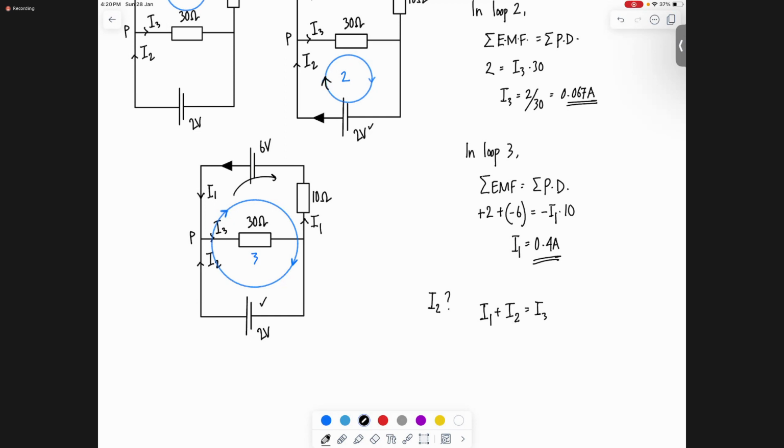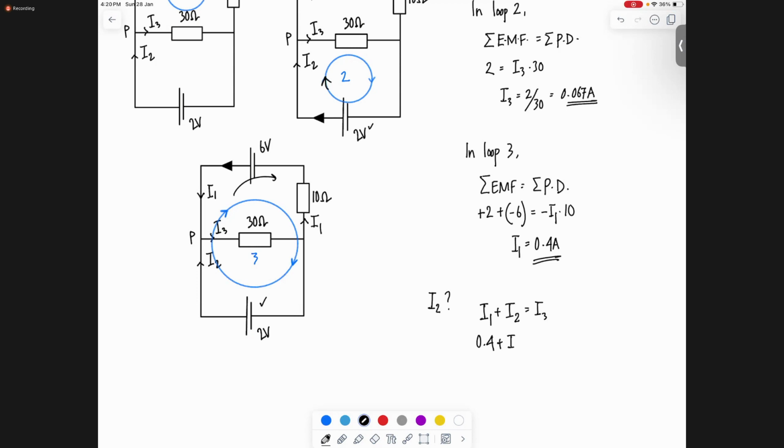Kirchhoff's first law states that the sum of current at a junction is equal to 0, or total current in is equal to total current out. So what's the total current in at the junction here? I1 plus I2. What's the total current out? I3. So I1 plus I2 equals I3, right?